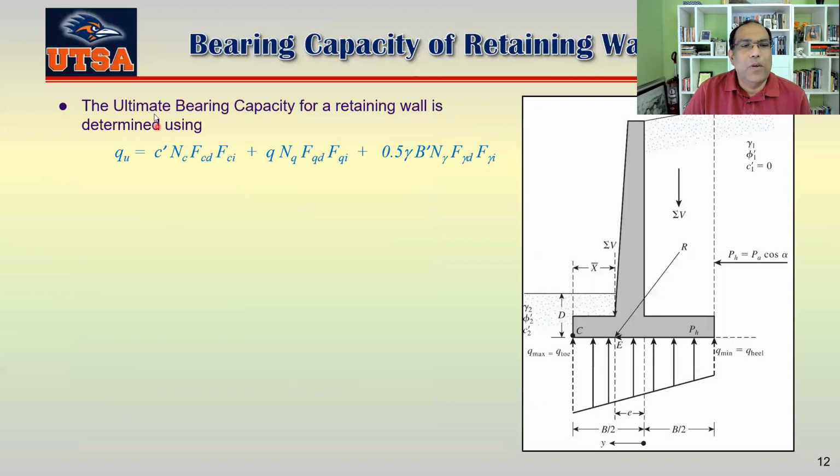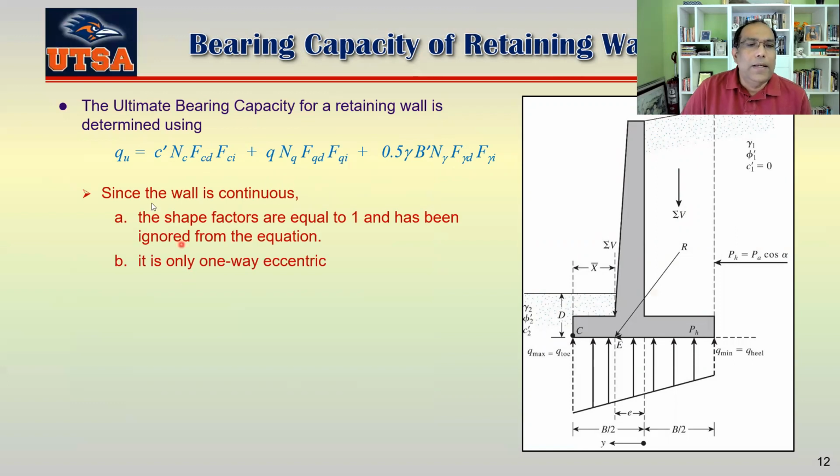So you can find out the ultimate bearing capacity of the retaining wall based on this one. You can see that I took the shape factor out from there, because the shape factor would be 1 since it's a stiff footing. Your L is much bigger than your B, so all the shape factors are 1, so I just ignored that. Since the wall is continuous, the shape factors are 1, and it's only one-way eccentric, okay?